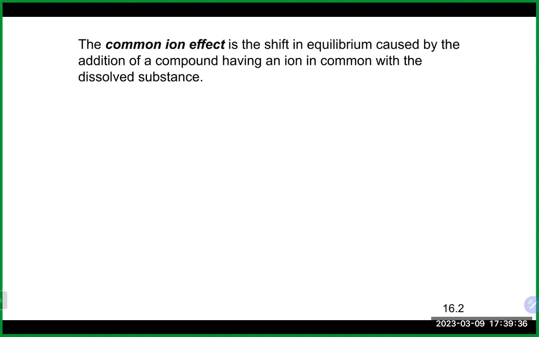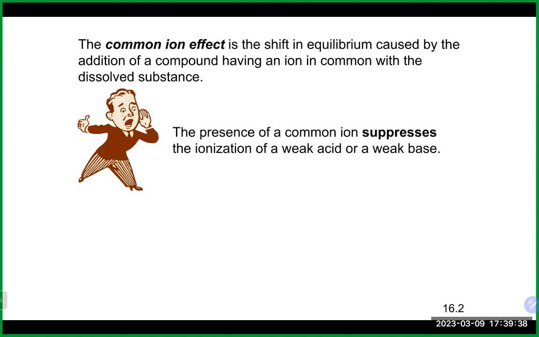So let's first talk about an idea that's known as the common ion effect. And the common ion effect is an idea where, as the name sort of implies, you have a common ion present. The presence of that common ion does cause a weak acid or even a weak base to basically not ionize as much as it normally would without the presence of that particular substance.